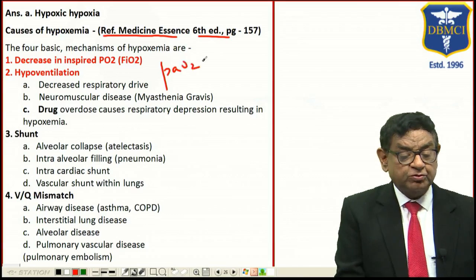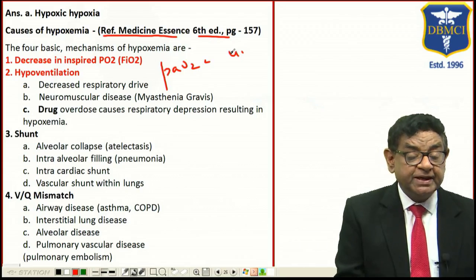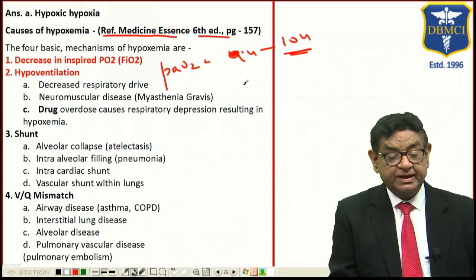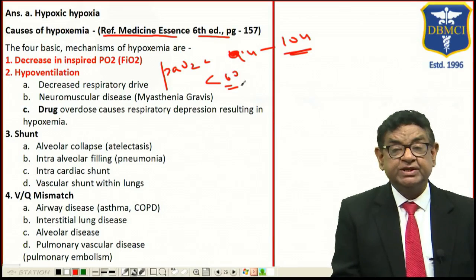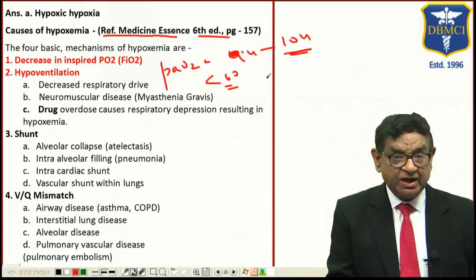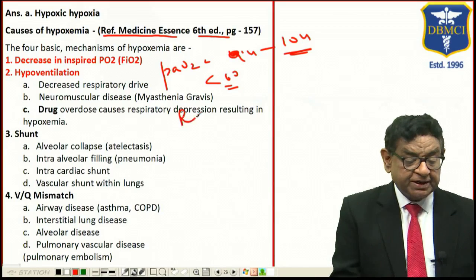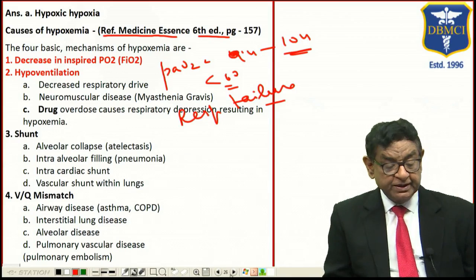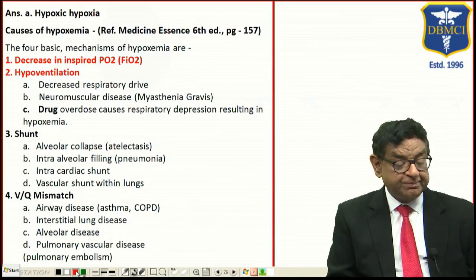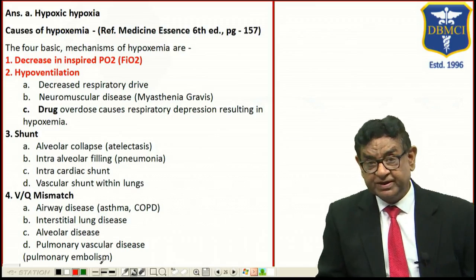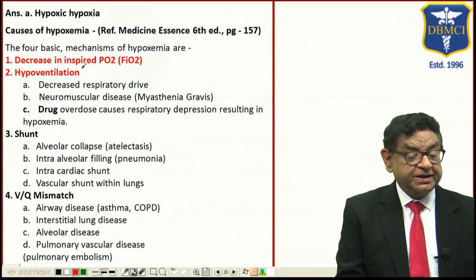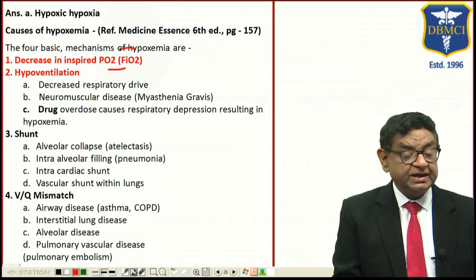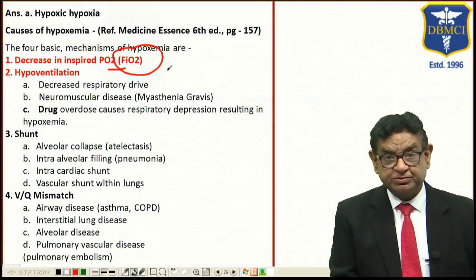Normal PaO2 is 94 to 104, and whenever this goes below 60, we call it hypoxia, and we also call it respiratory failure. Now, what is the mechanism of hypoxia? There are 4 different ways of hypoxia. One is decreased inspired PO2, that is, fractional inspiratory oxygen is reduced.